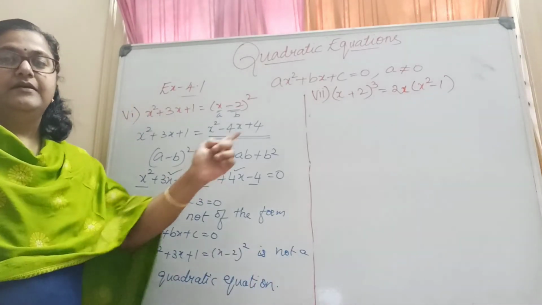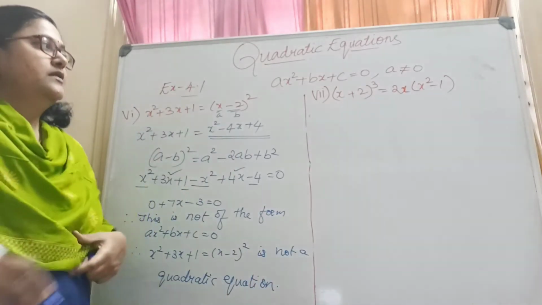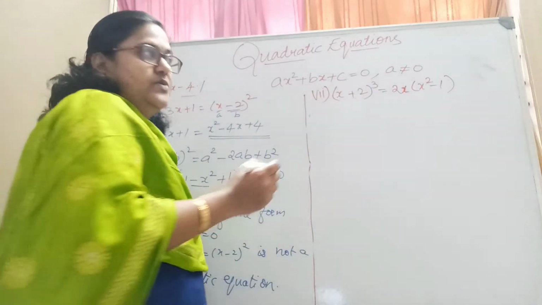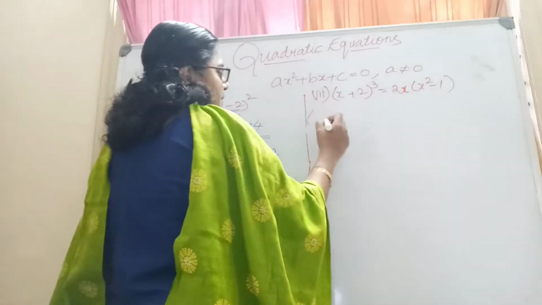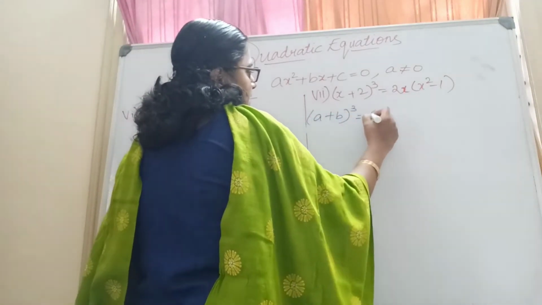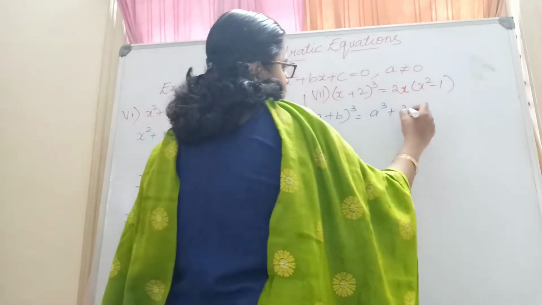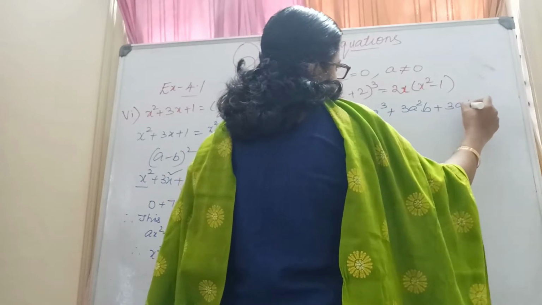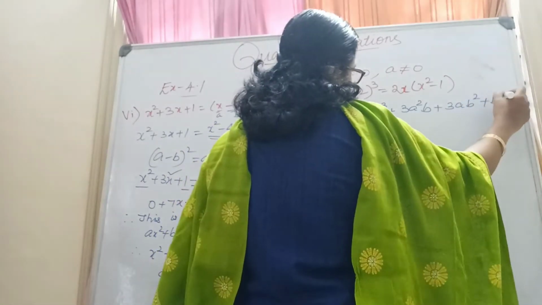Now let us check the next one. Okay. Now let us take the next one. Here I have x plus 2 the whole cube. So I have to simplify that. For that I'll be using the identity a plus b the whole cube. That is a cube plus 3a square b plus 3ab square plus b cube.